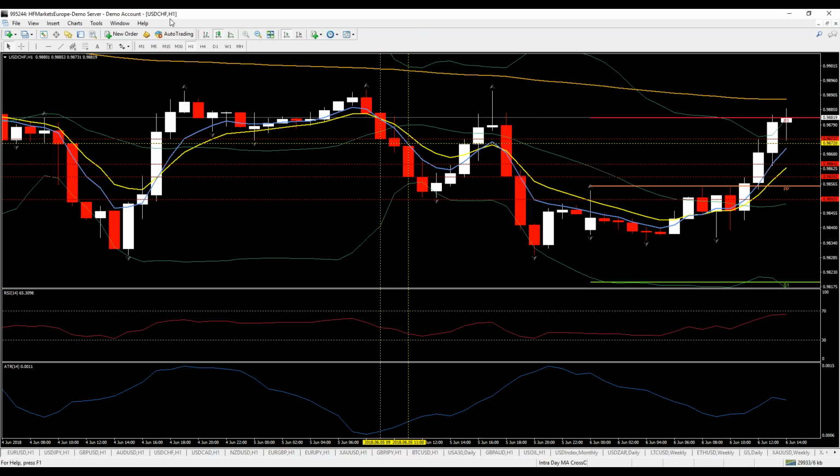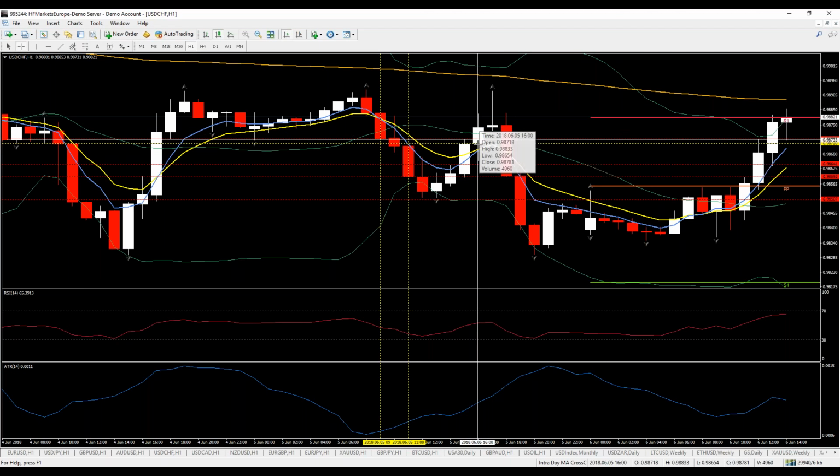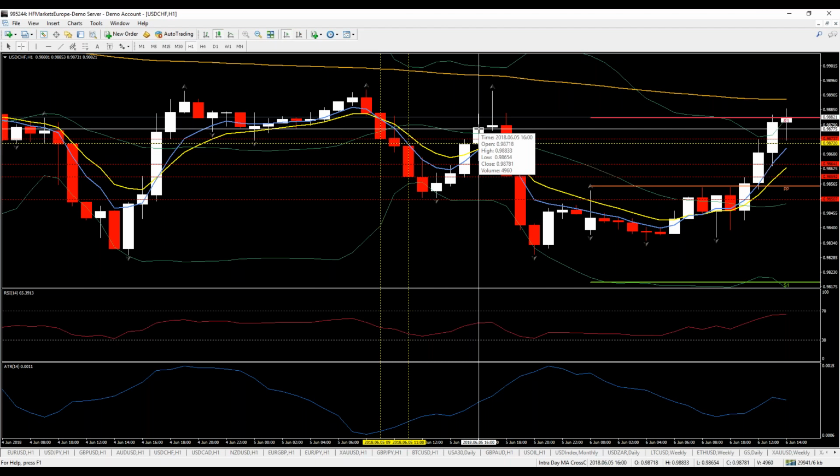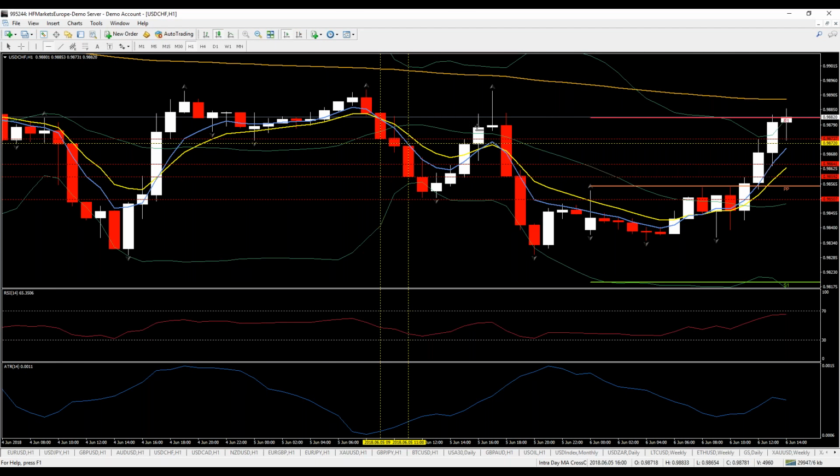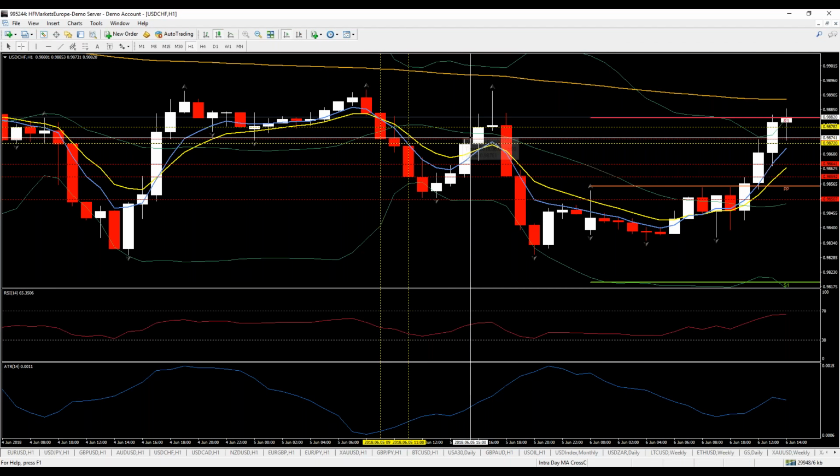Right, so following the rules, we'd have entered there because we'd crossed here, blue from underneath, above the yellow. It's not great, but it's a big-ish candle and we've closed over the 20 period. So this is 5 o'clock last night. We'd have entered there and this one would have run off to target in the time frame by the looks of things. So that would have been another entry there.